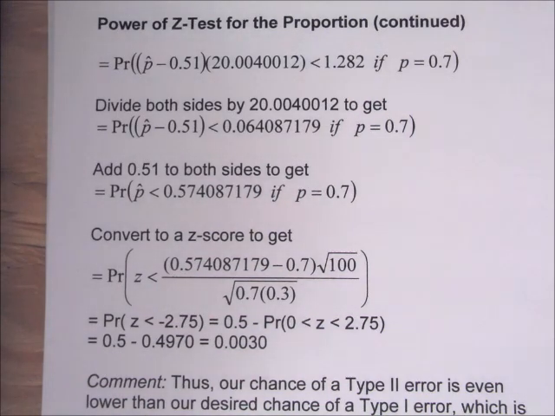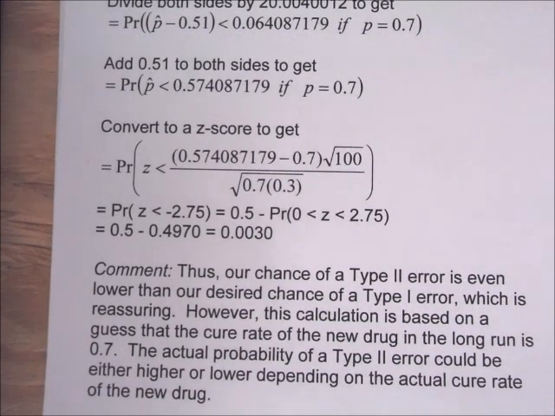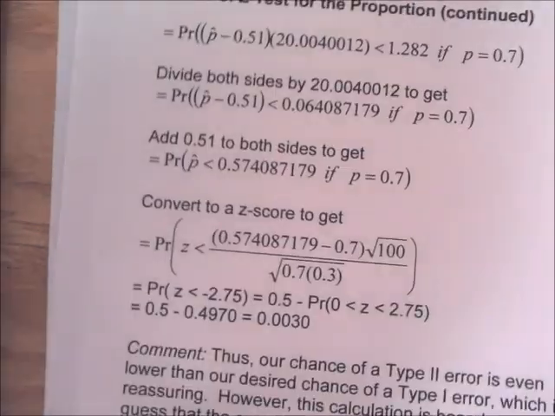pretty low. It's even lower than our desired chance of a type 1 error, which is reassuring. However, this calculation is based on a guess that the cure rate of the new drug in the long run is 0.7. So the actual probability of a type 2 error could be either higher or lower, depending on what the actual cure rate of the new drug is.